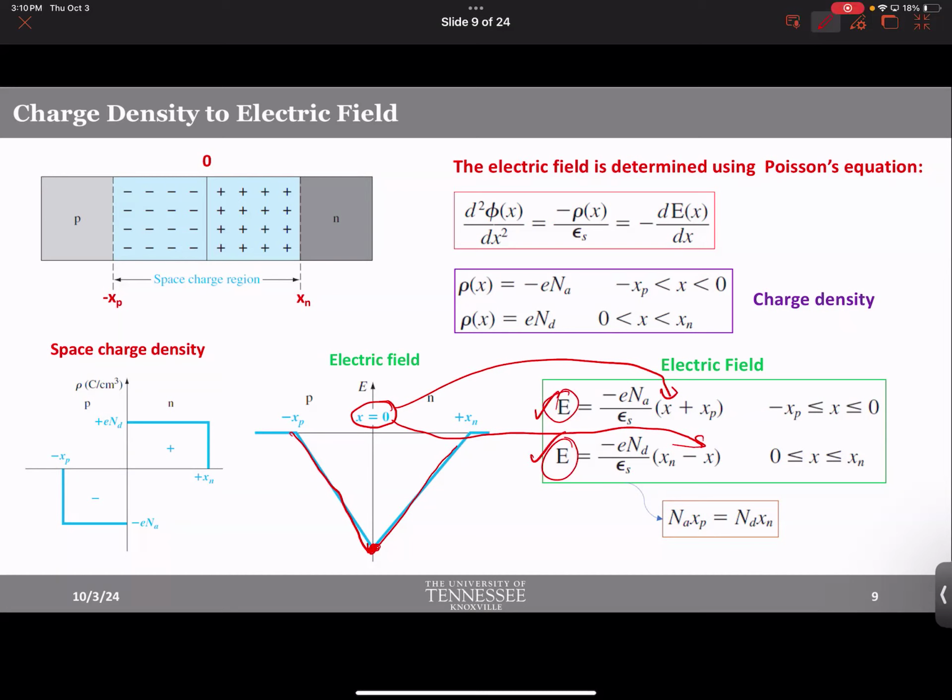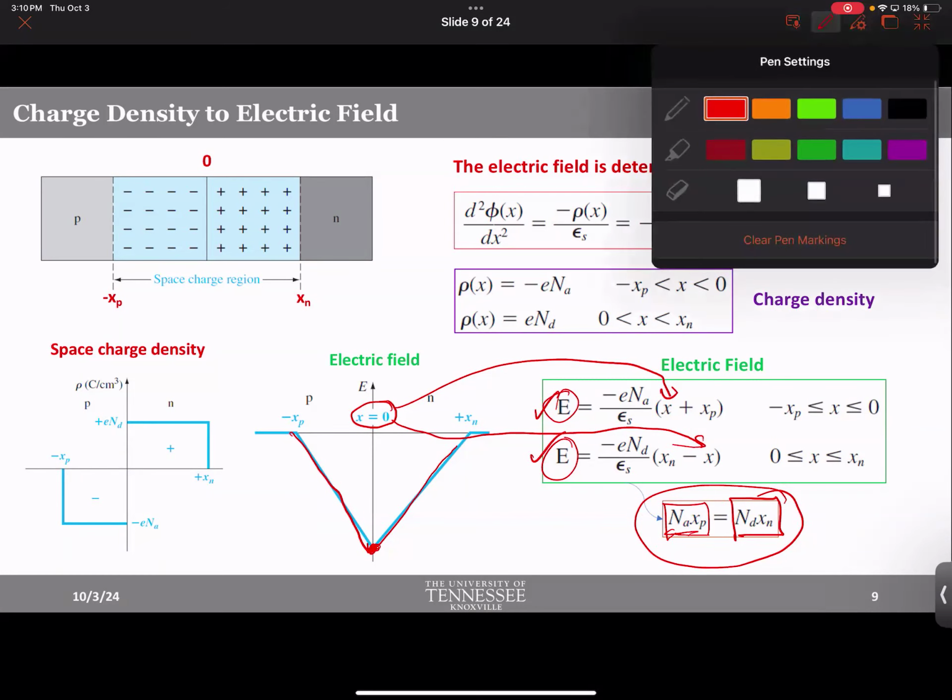Are you good? And in doing so, you end up with this equation: N_A x_p equals N_D x_n. Just set it aside for now. This is a super simple equation, and trust me, from these super simple equations, a lot of usefulness will come up eventually.